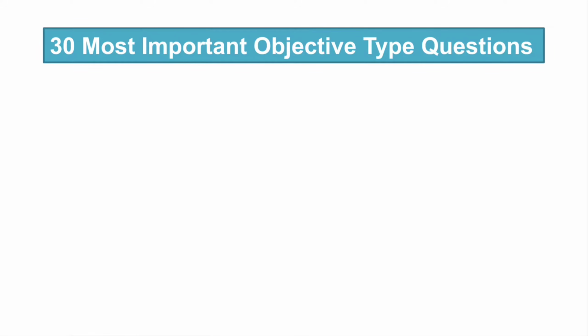So today in this video we are going to solve your 30 most important objective type questions, okay, with their answers, along with 20 fill in the blanks. So you also try to comment the answer beforehand, okay, and see how many of your answers are correct out of 30, okay, and please comment how many of your answers are correct.